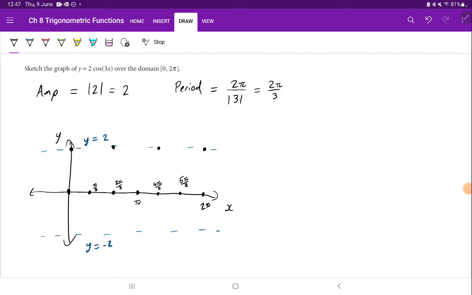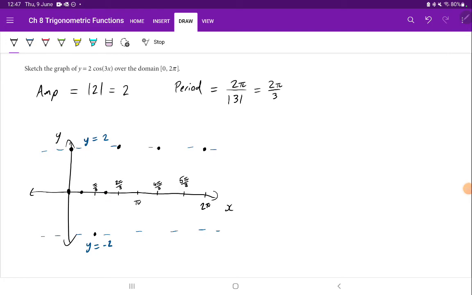We need more points, because I've put these as points, but they shouldn't be points. They should actually be dashes. Pi on 3, 2 pi on 3, pi, 4 pi on 3, 5 pi on 3, 2 pi. Alrighty, so halfway between the two maximums is going to be a minimum, and halfway in between the maximum and the minimum is going to be a middle, and that goes on either side. Let me put my maximum a little bit more above.